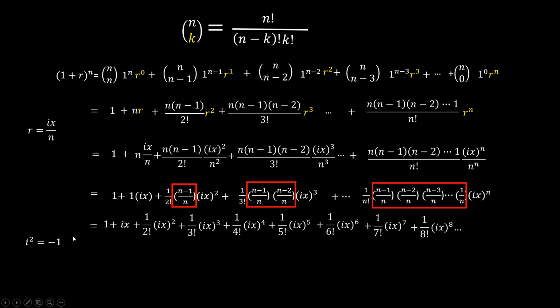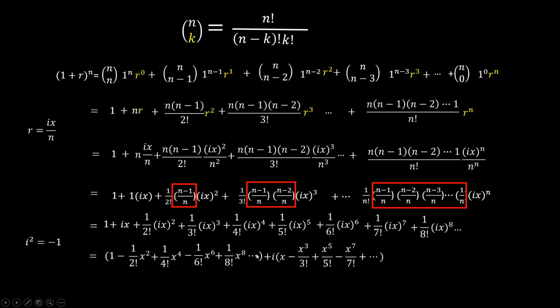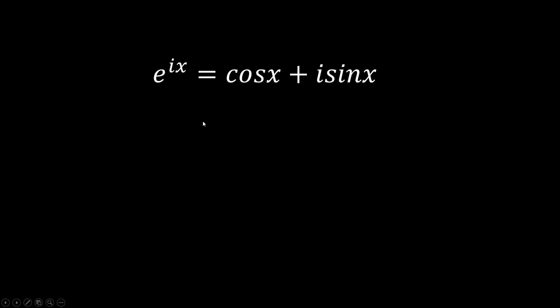Then, using the definition that i squared equals minus 1, we get a real part and an imaginary part. Coincidentally, one is cosine and the other is sine. If you set x to pi, you get Euler's identity. But what does it mean? Our struggles result from the lack of understanding about imaginary numbers. First of all, what does i even mean?